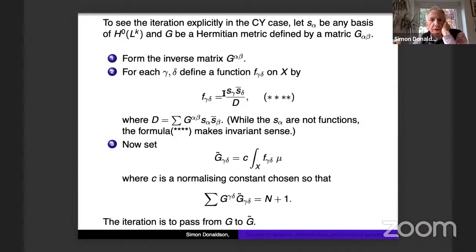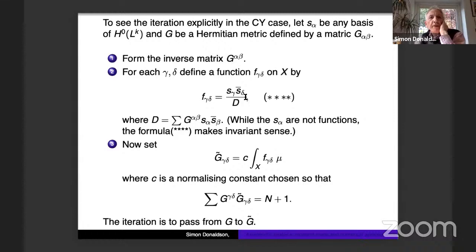Next step, we define some functions, f gamma delta, again on x, given by this formula. So we take this denominator d, given by taking this gadget here, summing it with this inverted matrix, and then this is what we have. The notation here is sort of imagining that these sections are functions, and this is how it would appear if we had a local trivialization of our line bundle. But if you look for a moment, you see in the nature of things that the formula makes invariant sense for the line bundle.